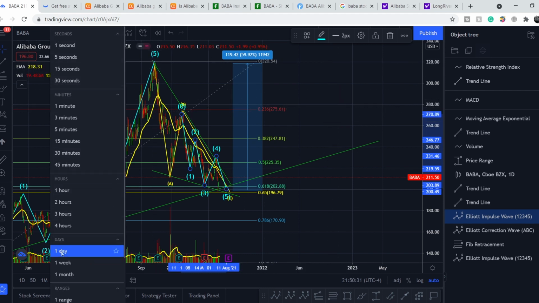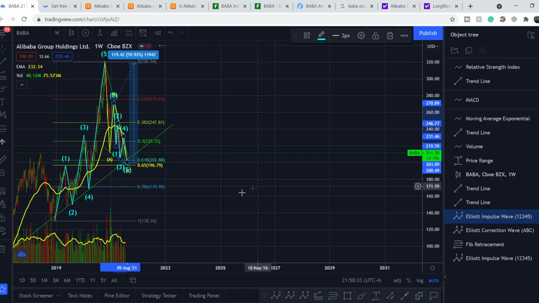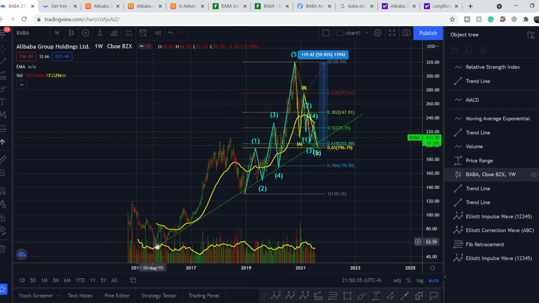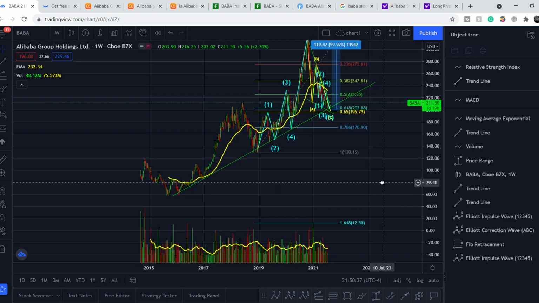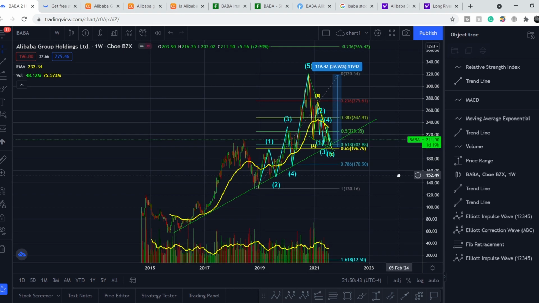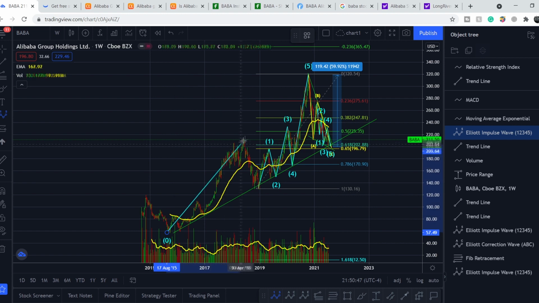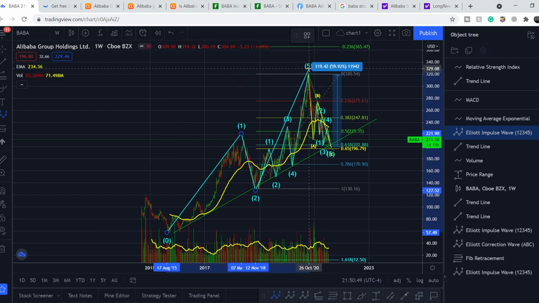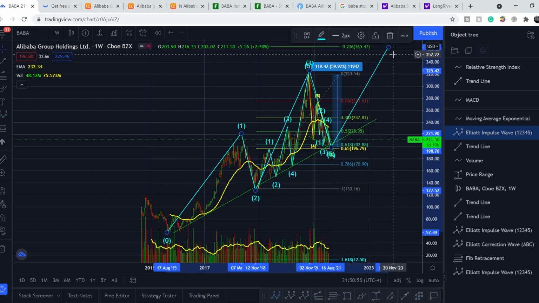And to do so, let's switch to weekly time frame. And let me show you that we have only 2 impulsive waves for now. This is our first wave, this is the second, and this is the third impulsive wave. Let me mark it for you. First, second, the top of our third wave, 4th retracement, so far we have it right here, and the 5th to be determined, and I will determine it right now.